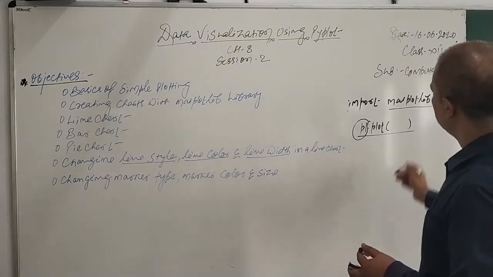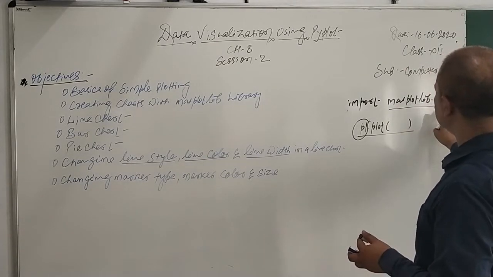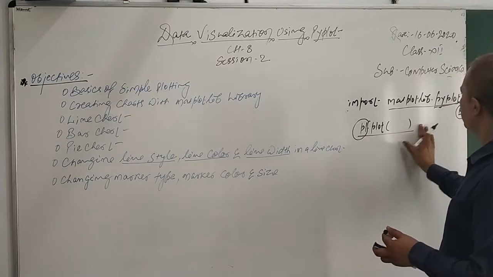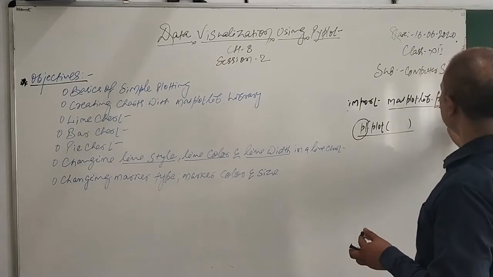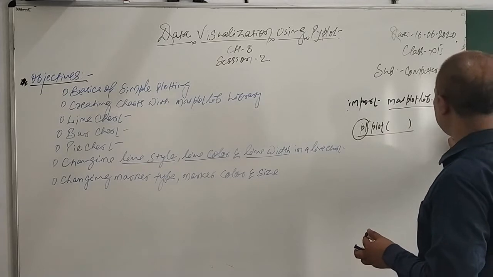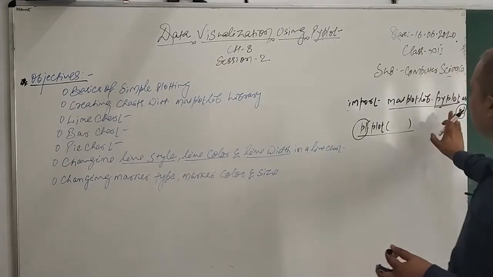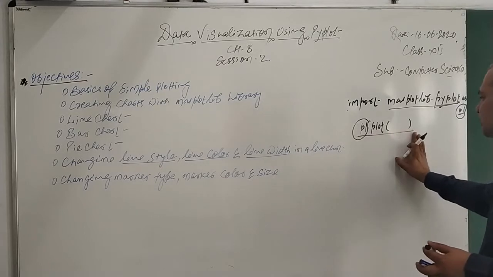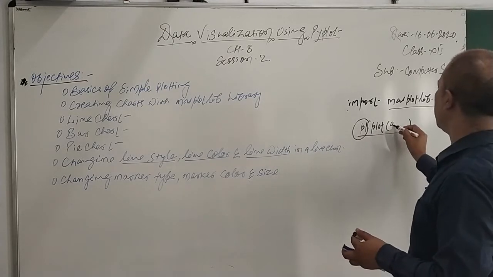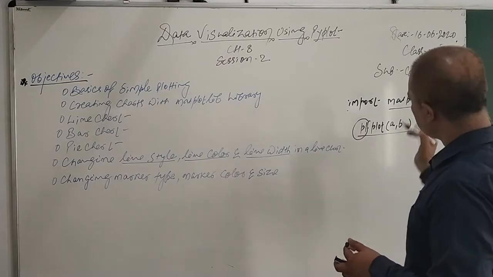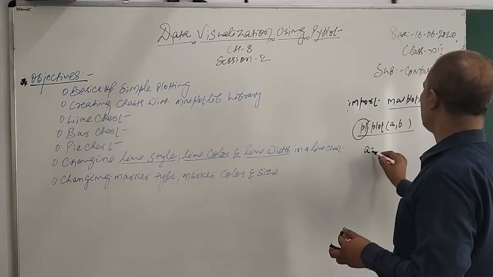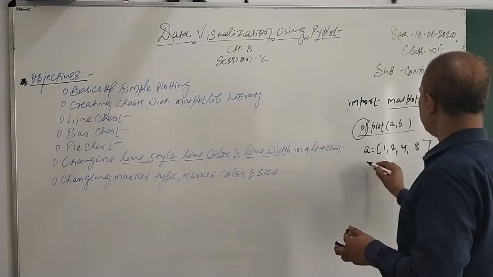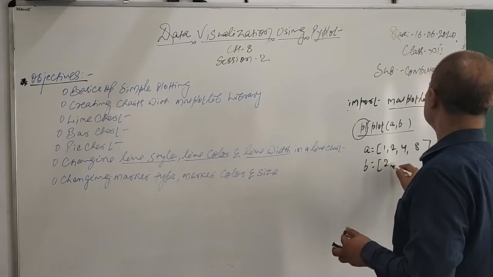You can write matplotlib.pyplot.plot, and then inside it there are parameters, if you are not mentioning "as" and the alias name. But if you have already mentioned the alias name PL, then PL.plot will work, with two parameters for the line, A comma B. Suppose A equals a list of values, and B equals another list of values.